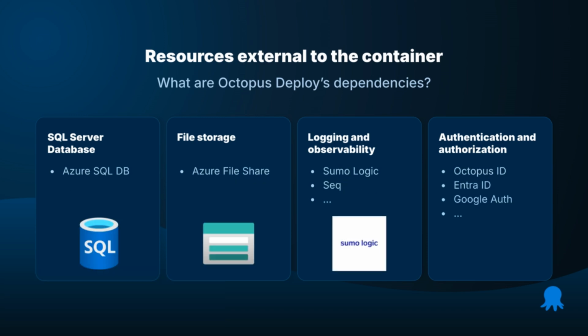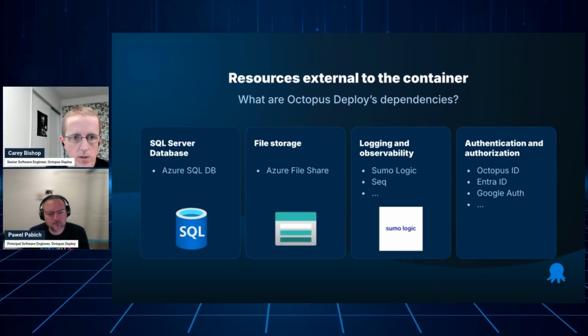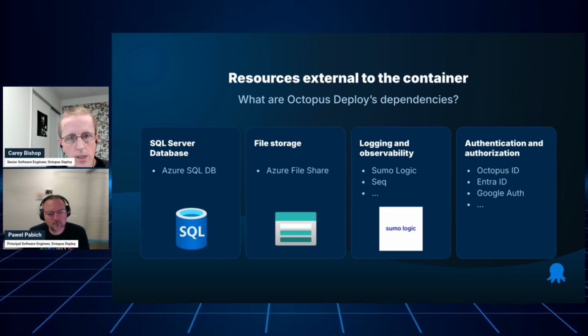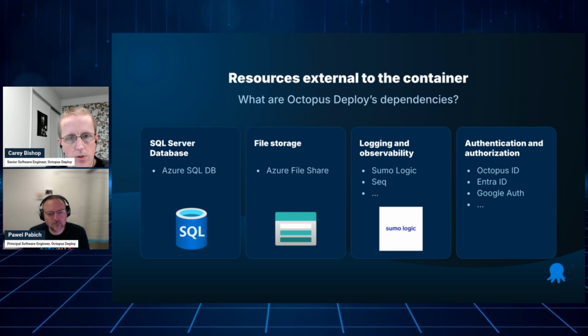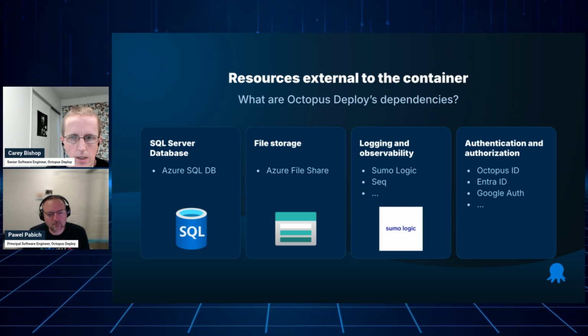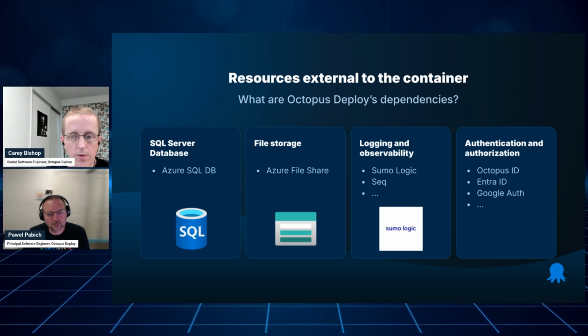In terms of how we implement this, we rely on a lot of the Azure resource types to provide this functionality. We could host these things directly in Kubernetes if we wanted to, but we're not really in the business of running database servers or running file servers. So we really want to delegate that to Microsoft to worry about. We use an Azure SQL database for the SQL Server database. We use an Azure file share for the file storage. And we rely on Sumo Logic and Seq for logging and metrics, and then those authentication and authorization providers that I mentioned.